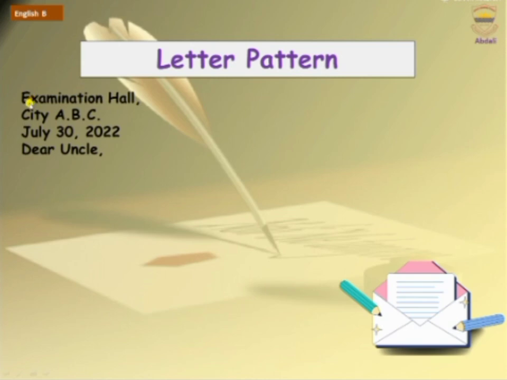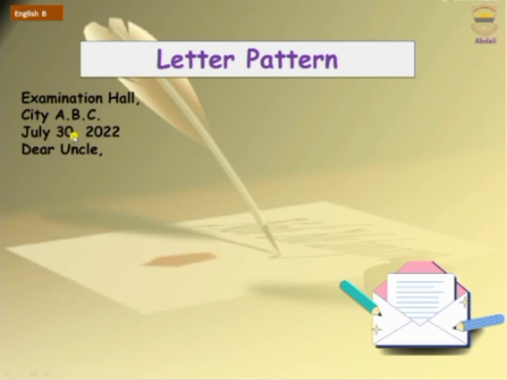Let's move on to the pattern of a letter to be followed while writing a letter. I am going to present you a letter as an example. When writing a letter, we follow a specific pattern to ensure our message is clear and well structured. This pattern consists of 5 essential parts: the date, salutation, body, closing, and signature.